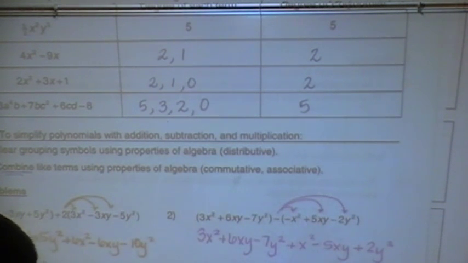Combine like terms. 3x squared and x squared is 4x squared. 6xy minus 5xy is 1xy, but you can just put xy. And then your y squareds minus 5y squared. That's it? Everybody good? Okay.